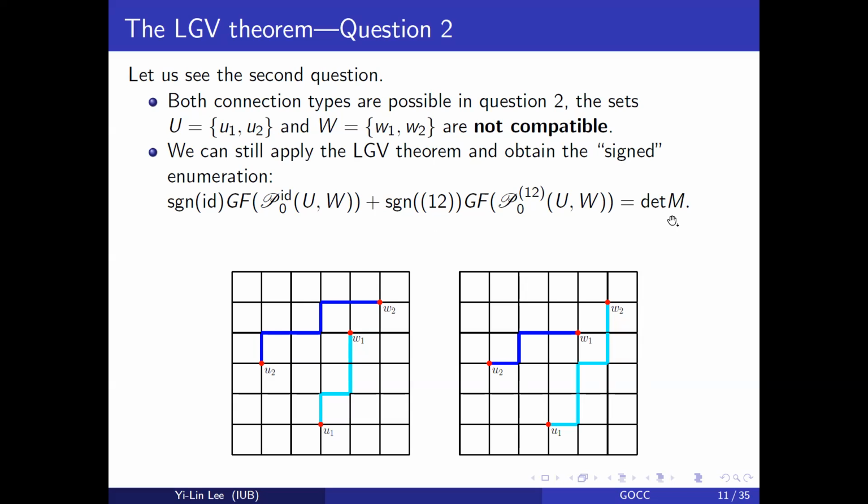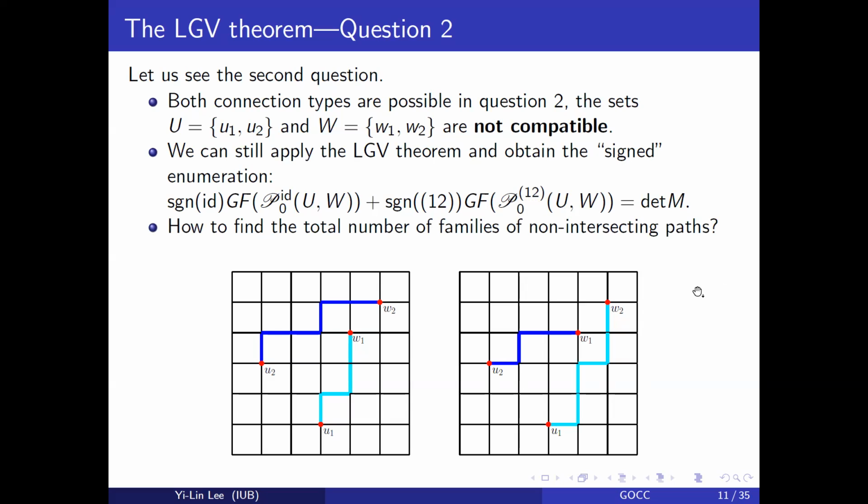the determinant of the matrix. But this is not the thing we want. We want the straight enumeration. So in other words, we want the first term plus the second term. So how do we find the total number of families of non-intersecting paths if those starting and ending points are not compatible?